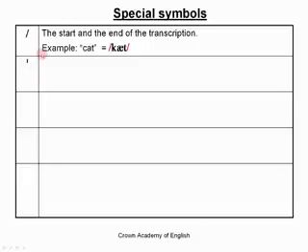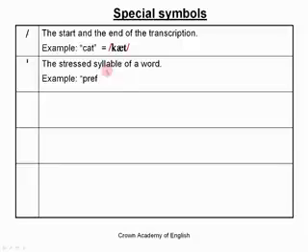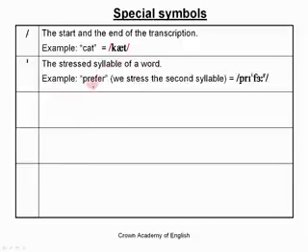This symbol shows the stressed syllable of a word. Example, the word prefer, can you hear that we stress the second syllable? And in IPA, we show that with this symbol here to show that this is the syllable which we stress. Prefer, prefer.